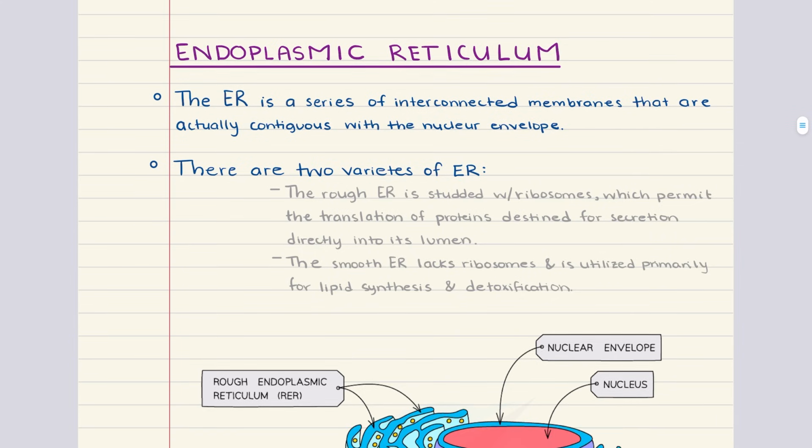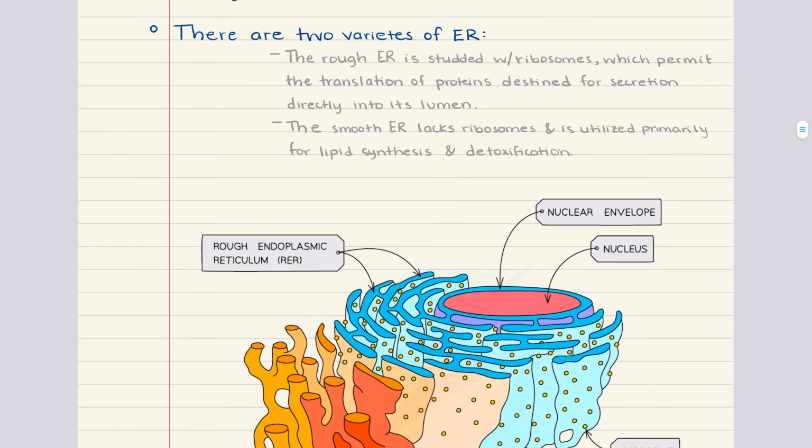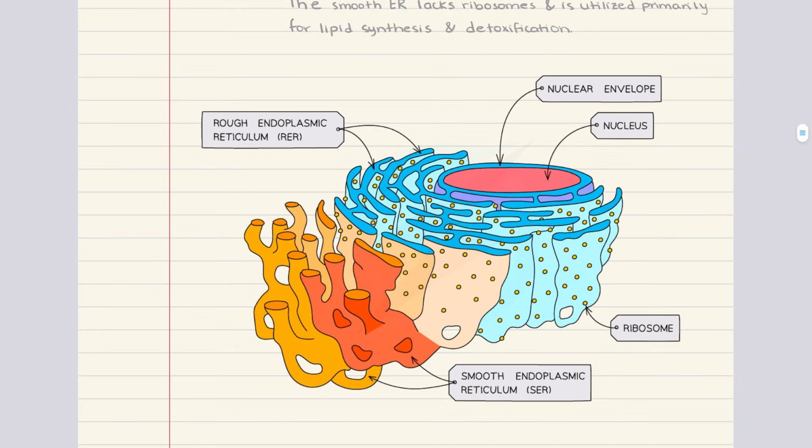The ER is a continuous membrane system that plays a central role in the synthesis, folding, modification, and transport of cellular materials. Now, structurally, it consists of a network of interconnected membrane-bound sacs and tubules, and it's actually physically connected to the outer membrane of the nuclear envelope. Now, this continuity allows for direct movement of materials between the nucleus and the ER.